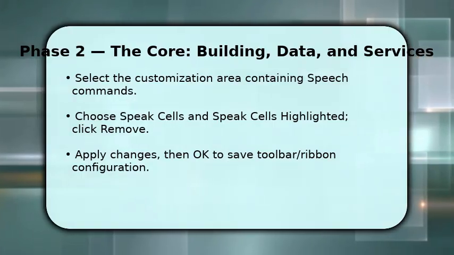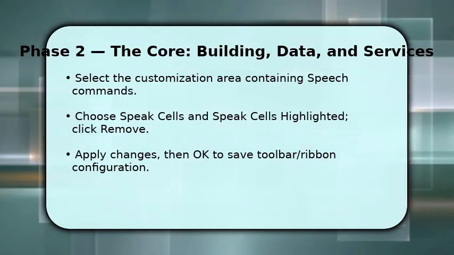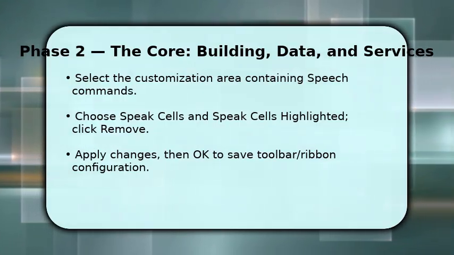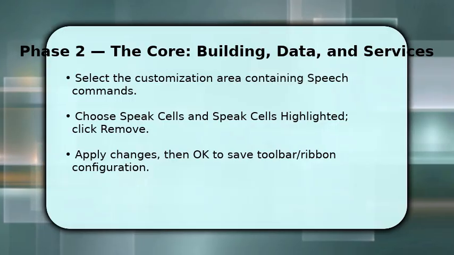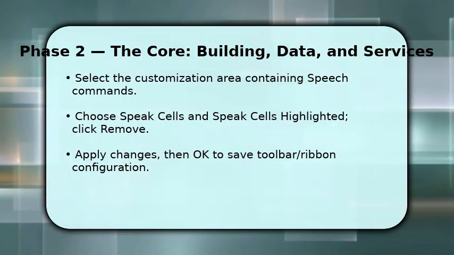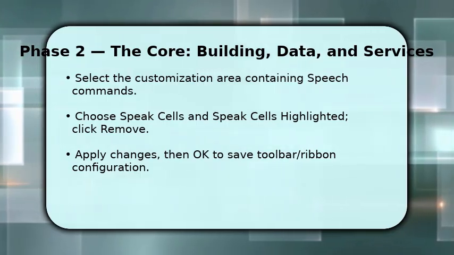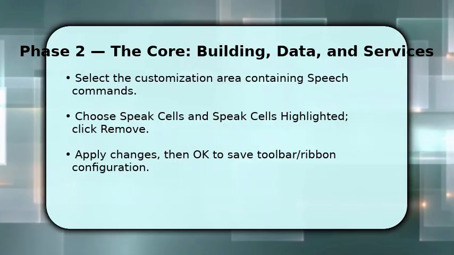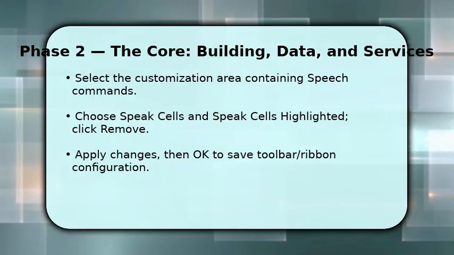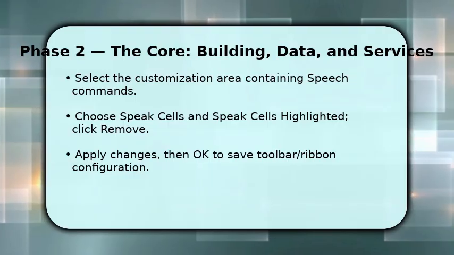In the chosen customization view, find the speech category or use the drop-down to show all commands. Once you see Speak cells and Speak cells highlighted, select them one at a time and click Remove. This detaches the command from the Quick Access toolbar or ribbon. Make sure to apply, then click OK so Excel writes the change to your profile.